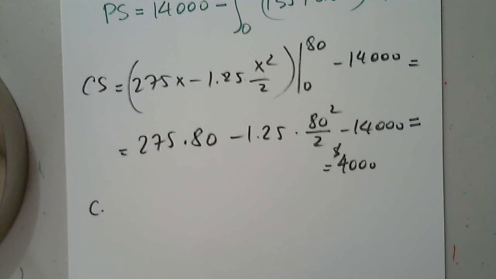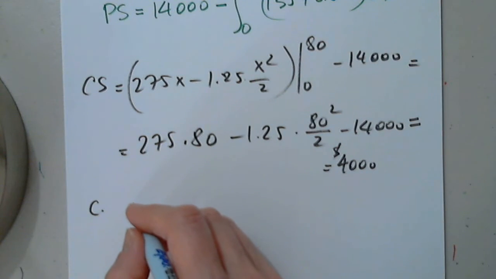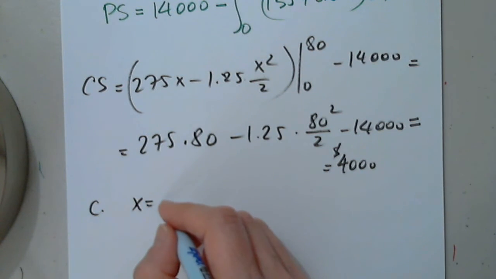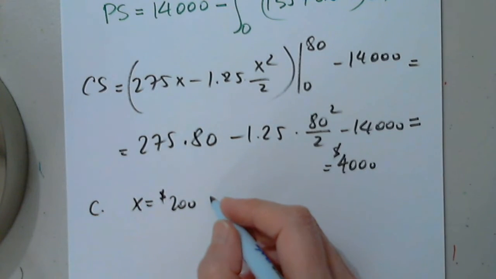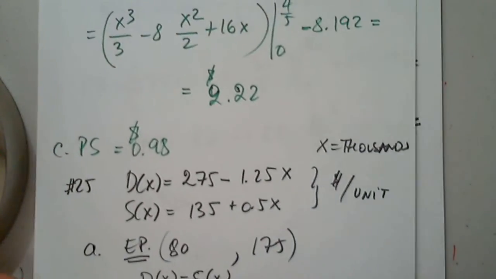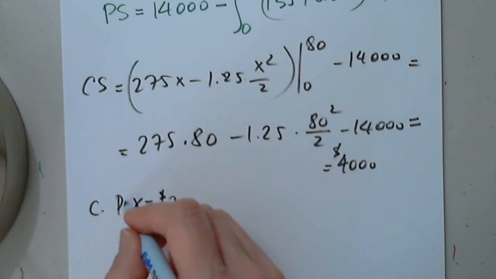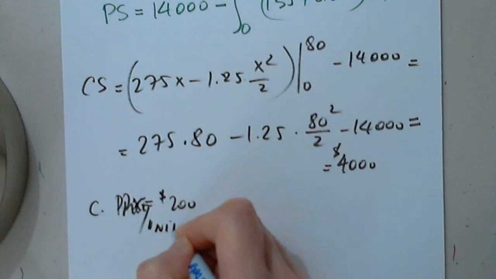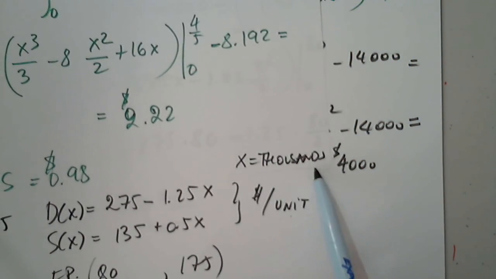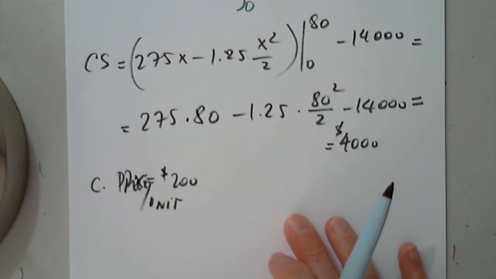Part 5. Suppose a minimum price of 200 per bicycle is imposed. So find a point, when the price equals 200. Let's take a look. So this was the price per unit, and x is the number of units. So the price per unit, let's suppose they say, is 200 per bicycle.